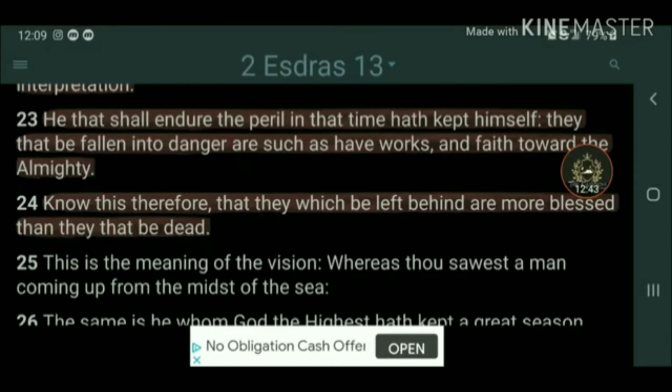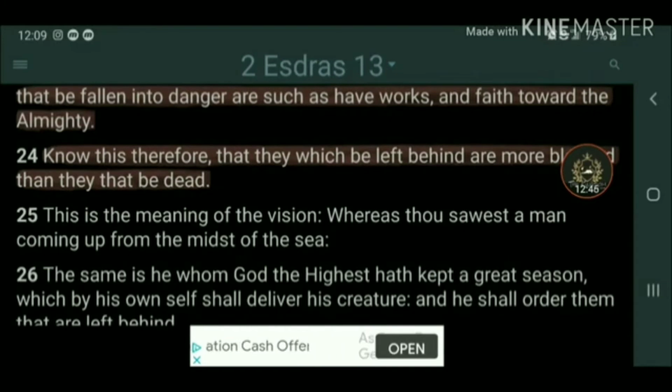They that be fallen into danger are such as have works and faith toward the Almighty.